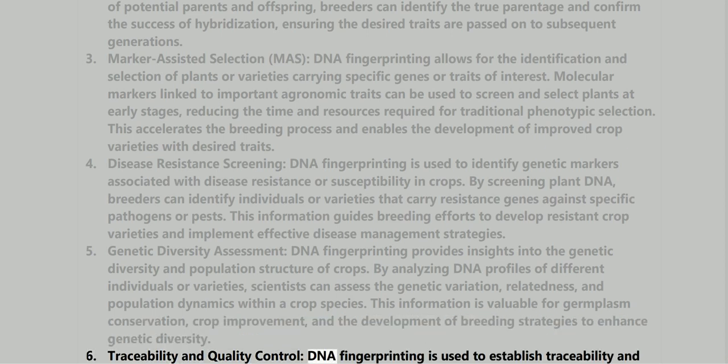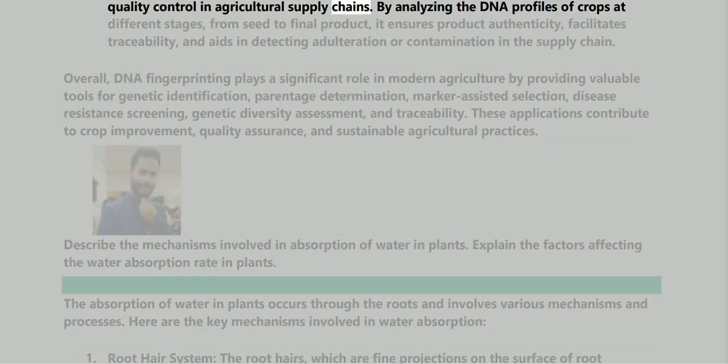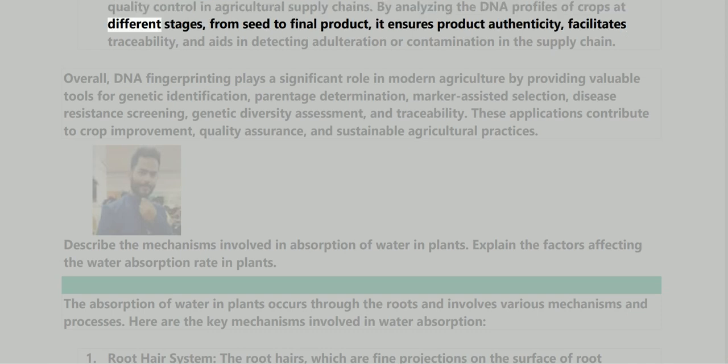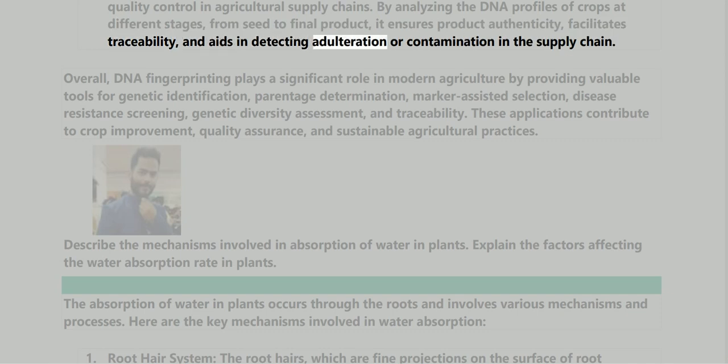6. Traceability and quality control. DNA fingerprinting is used to establish traceability and quality control in agricultural supply chains. By analyzing the DNA profiles of crops at different stages, from seed to final product, it ensures product authenticity, facilitates traceability, and aids in detecting adulteration or contamination in the supply chain.